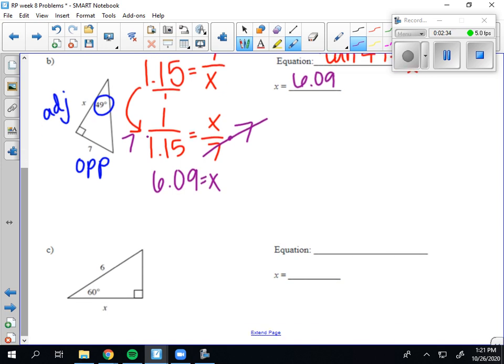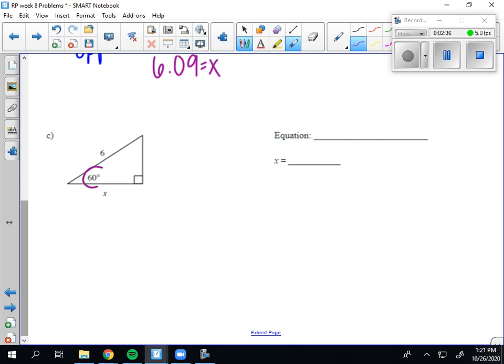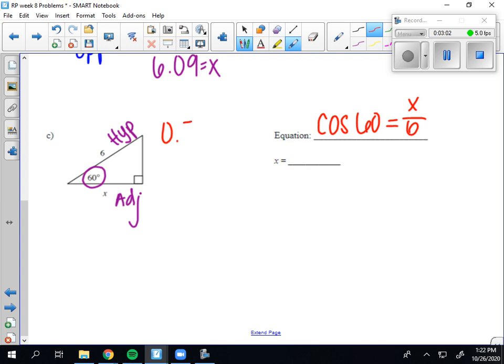For letter C, this is my reference angle. So that would make this my adjacent side and this my hypotenuse. So the trig tool that uses adjacent and hypotenuse is cosine. So cosine of 60 degrees equals adjacent over hypotenuse. So using my calculator, I plug in cosine of 60, and that's 0.5, equals adjacent over hypotenuse. And in order to solve that, I multiply by my denominator on both sides. So 3 equals x.